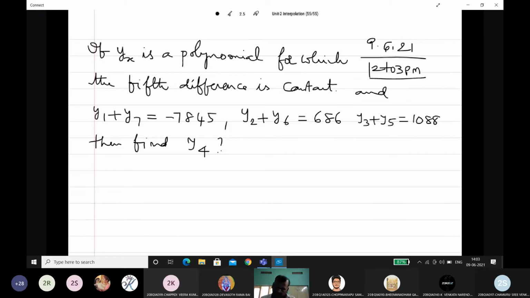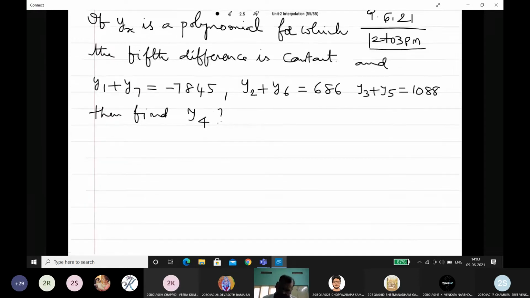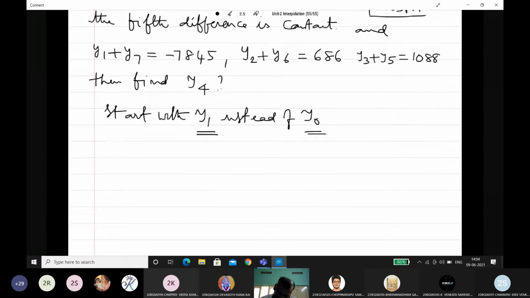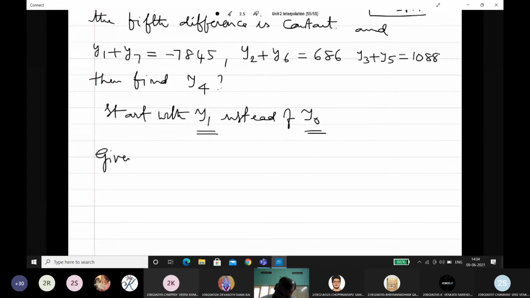This is very, very important. Start with y1 instead of y0, and given the fifth difference is constant.